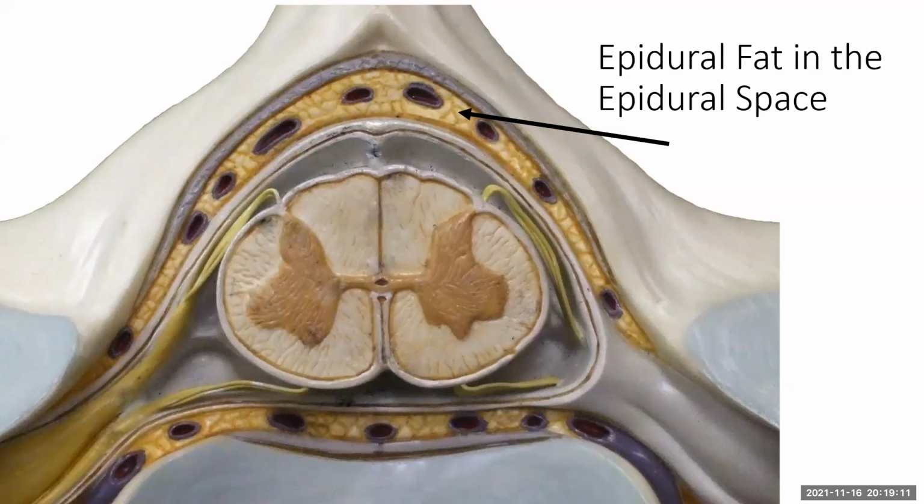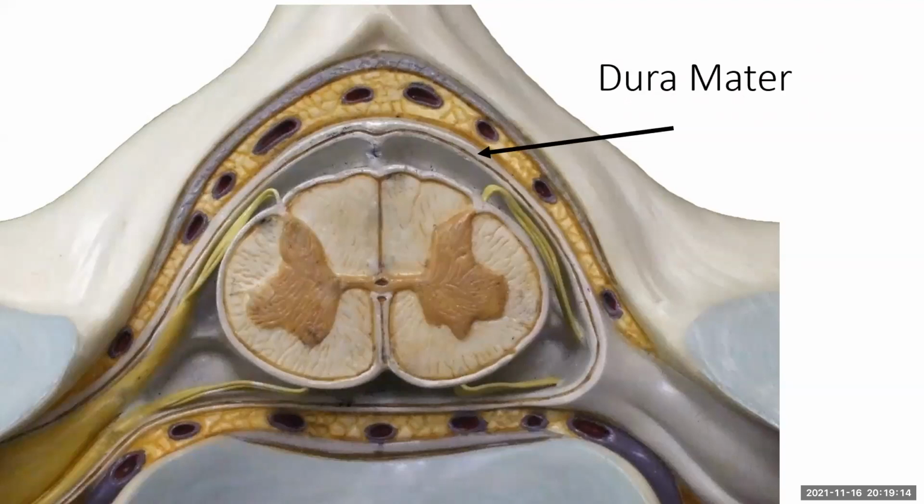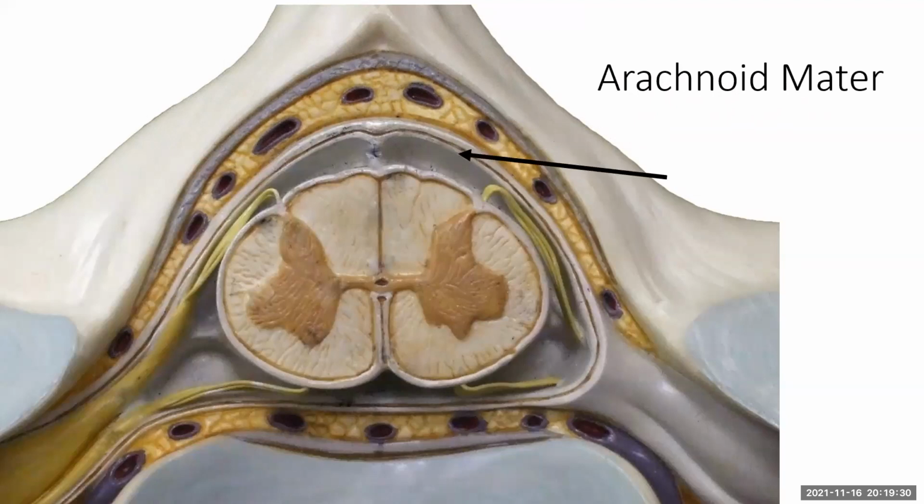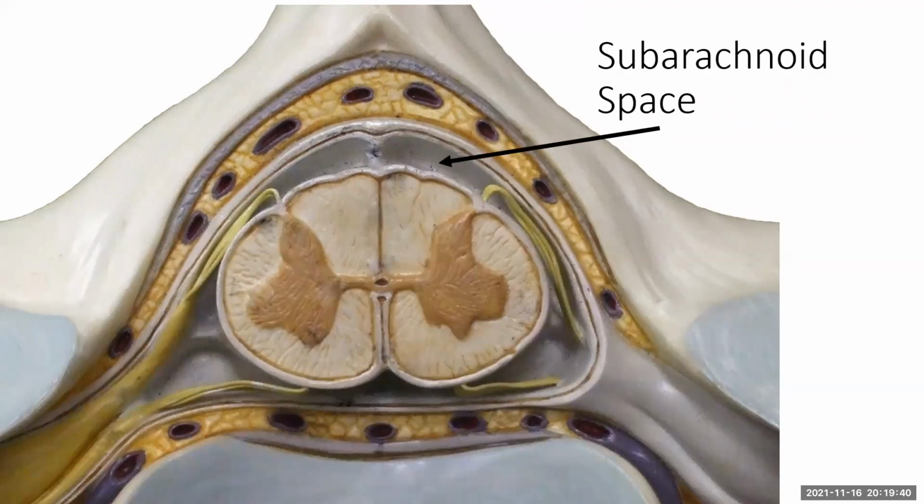All right, let's go deep to the epidural space and we'll come across our dura mater. This is the outermost layer of your spinal meninges. This is the thickest, toughest layer of the spinal meninges, dura meaning tough. This is the tough mother. Just deep to that is our middle layer, the arachnoid mater. The arachnoid mater sits in between the dura mater and the pia mater. You'll notice then deep to the arachnoid mater, there's another space. This space is not an empty space. This space is going to contain our cerebral spinal fluid.